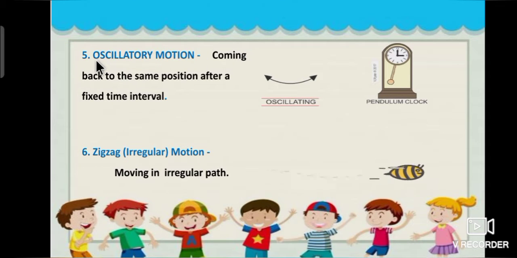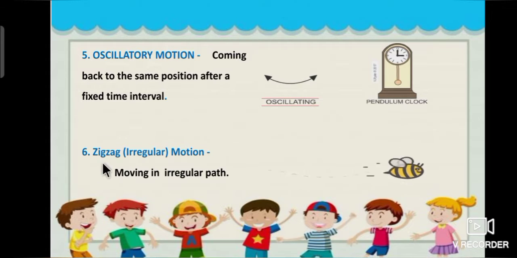Fifth one, oscillatory motion. In this motion, the object comes back to the same position after a fixed time interval. See the simple pendulum: the iron ball oscillates and comes back to the same position after a fixed time interval.